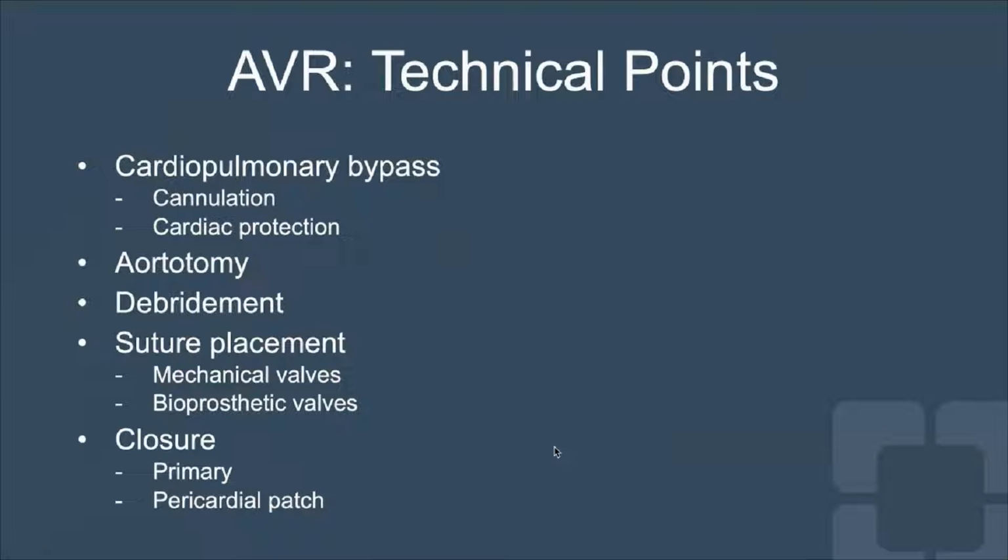Some surgical considerations. The technical aspects of aortic valve replacement involve putting the patient on cardiopulmonary bypass.